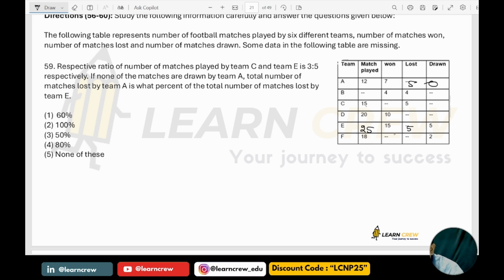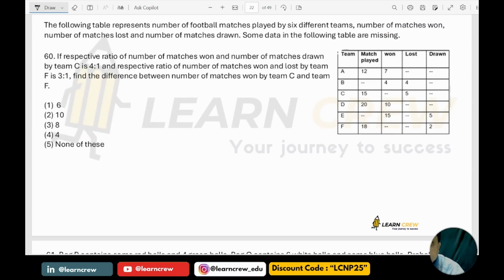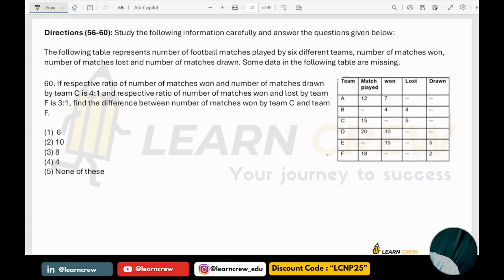So 15, 5, 5. So what is given? Total number of matches lost by A is 5. Is what percent of the total number of matches lost by E? 5 is what percent of 5? 100%. Next. See, you have to be fast in understanding as well as in answering. As I am explaining, I am taking time, but if you are doing it, you have to be very fast because you are in the mains.